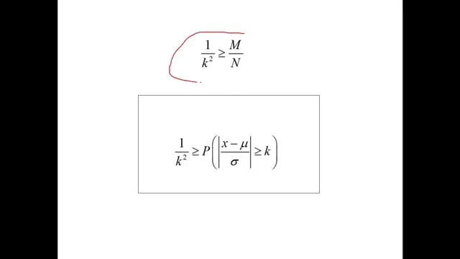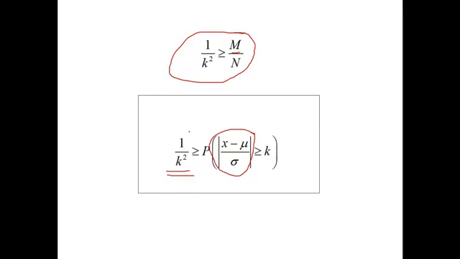Alright, that's this right here. But this M over N, that's just the probability that the absolute value of X minus mu over sigma, the z-score of X, is bigger than K. So the probability that the z-score is bigger than K is less than 1 over K squared. Okay, so again, a complicated formula. If you work hard, you'll be able to see how the formula follows.